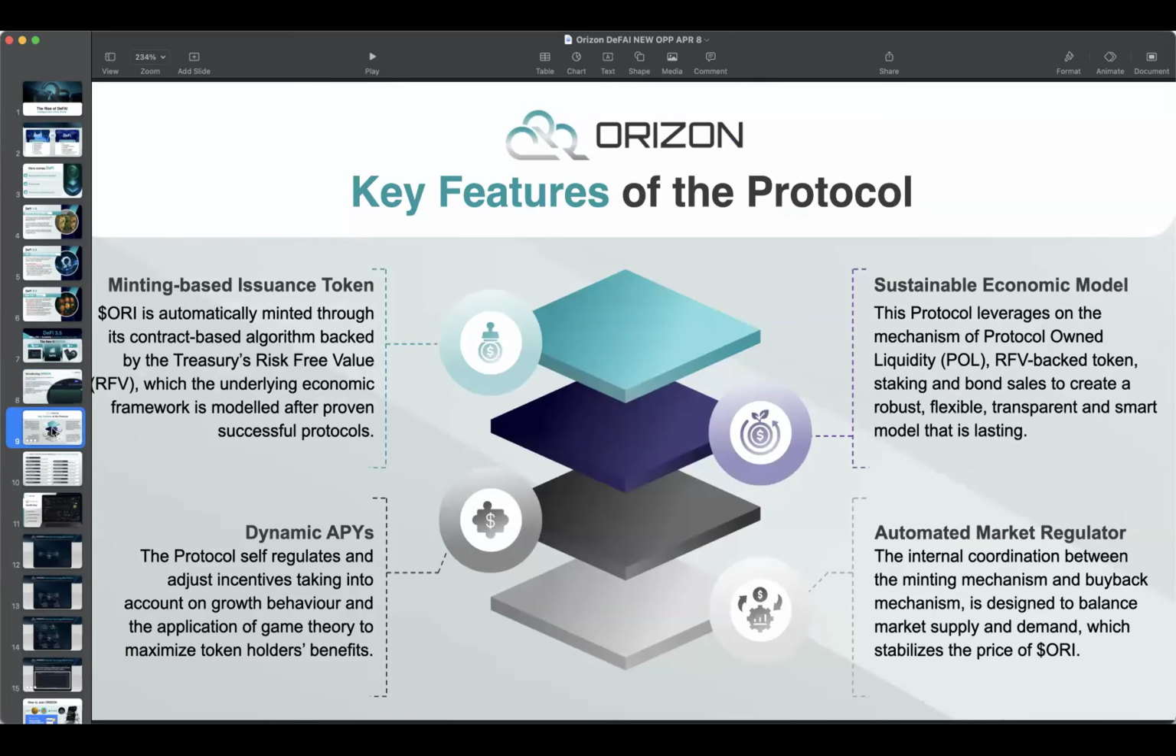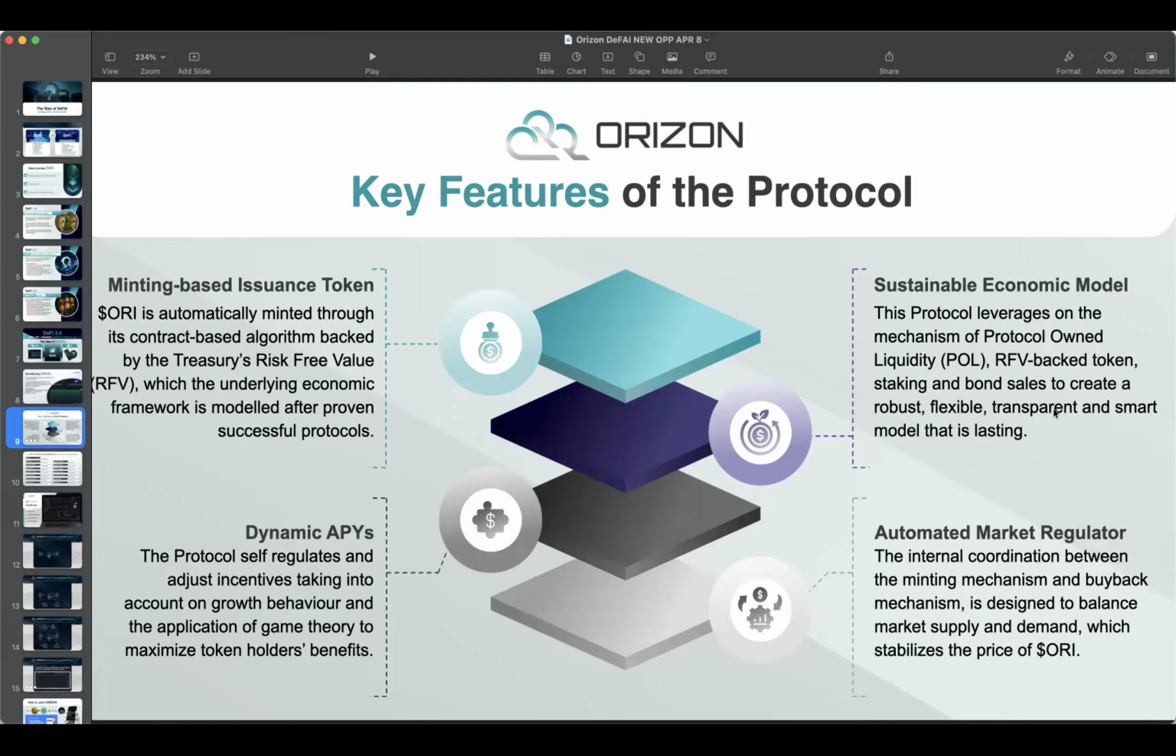So what are the core features? All these features are features from Olympus DAO. Number 1, minting. You stake and you earn based on the minting. Number 2, dynamic APY. The APY is not static. The APY of this project started at 1,800. Today, it is around 1,100. So the APY is not static. The APY changes. It goes up, comes down, goes up, comes down.